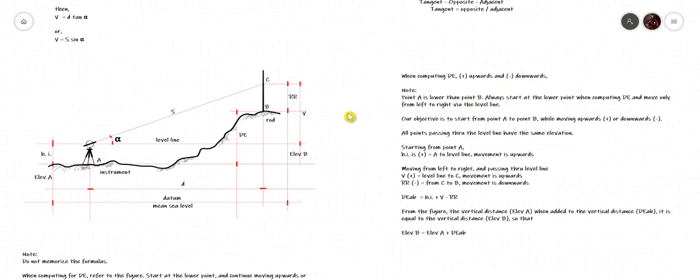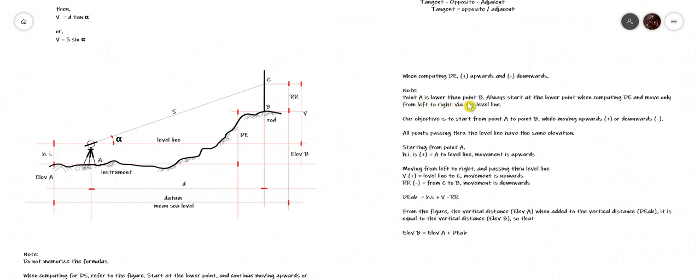Take note that in the figure, point A is lower than point B. Always start at the lower point when computing DE, and move only from left to right or from right to left via the level line. Our objective is to start from point A to point B, while moving upwards or downwards. Also, all points lying on the level line have the same elevation. As an example, starting from point A, HI is plus, because when moving from point A to the level line, the movement is upwards.